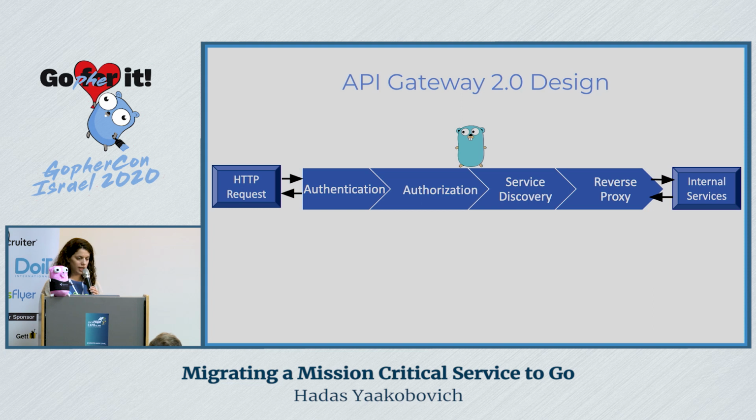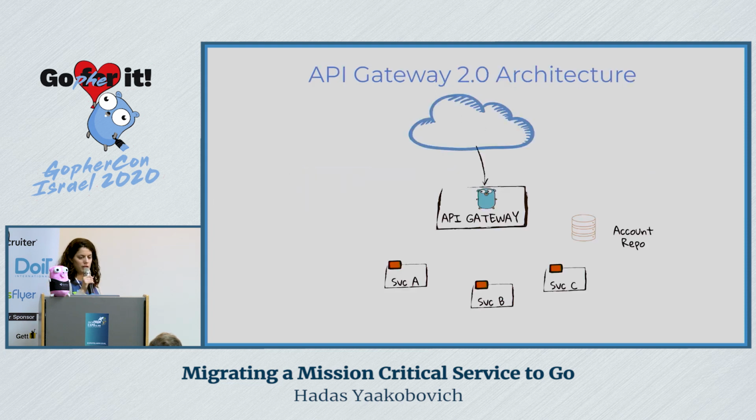Now let's look at the architecture. The new API gateway would have requests coming in from the web. Each request would then be authenticated by using information out of the same account repository as before. The bouncer would then authorize each request by using URL conventions, which I will explain in a later slide. And then the request would be proxied onto the relevant microservice, passing on only the user ID on the header and not all of the account's data.